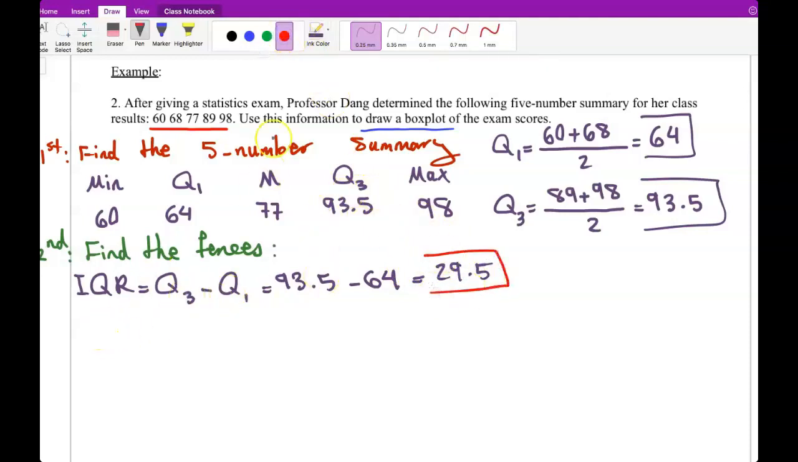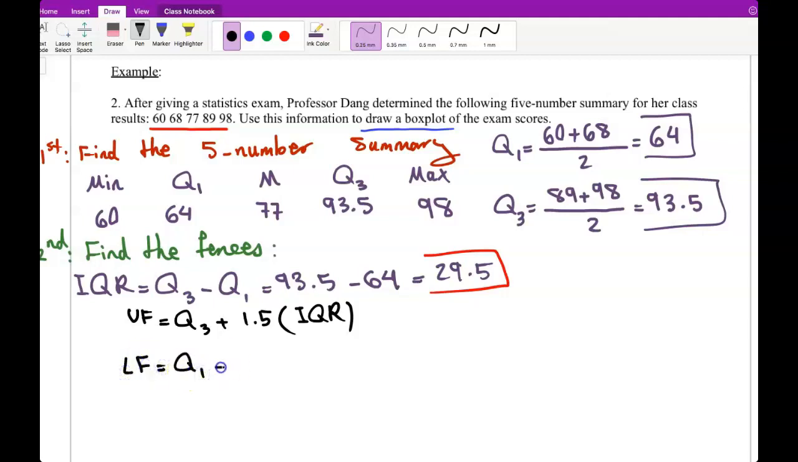Now after that we can find upper fence and lower fence. So first upper fence is equal to Q3 plus 1.5 times interquartile range, and lower fence is Q1 minus 1.5 multiplied by interquartile range.